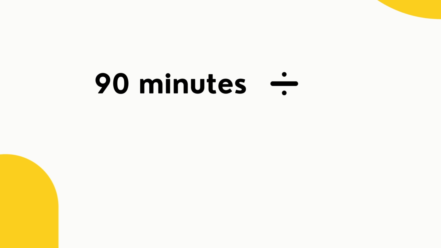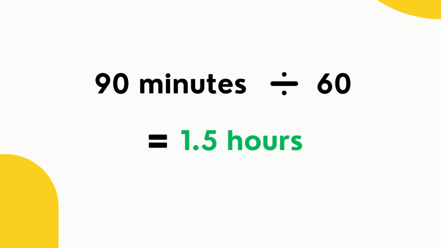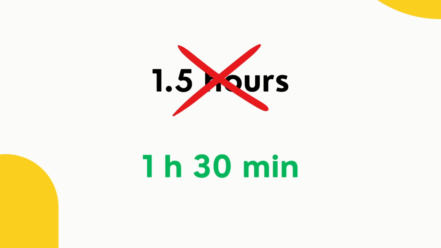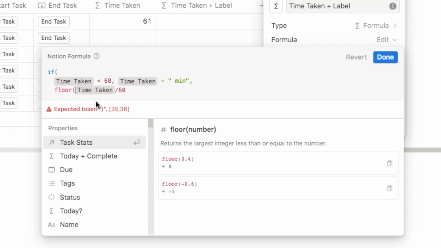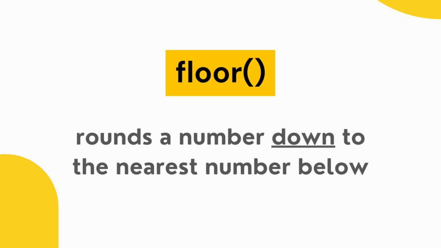that by 60, you'll get 1.5 because it's 1.5 hours. But I don't want to display 1.5 hours because it's a little bit confusing. I actually want it to display 1 hour and 30 minutes. So what we're going to do to make that work is we're firstly going to floor this number. So what we're going to do is you're just going to write the word floor at the start and open a parentheses. Now what this floor function does is it essentially just rounds the number down to the nearest number.